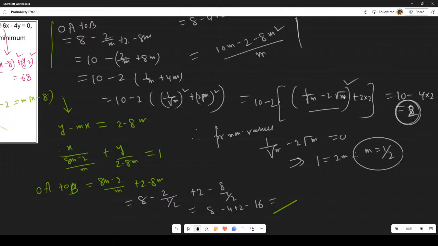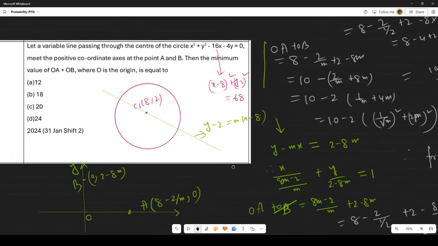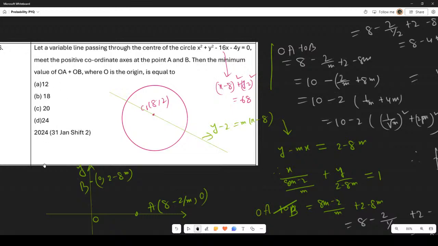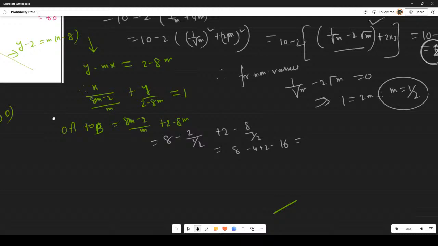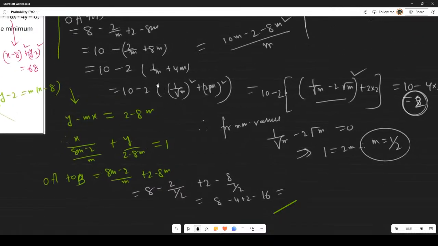Minimum distance, maximum distance. Value of m, sir. M is half, what I said is not matching the answer. What did they ask? What is the requirement? Not m. Value of OA plus OB. Minimum value of OA plus OB. I did this some time before. 10 minus 2 by m minus 8m.